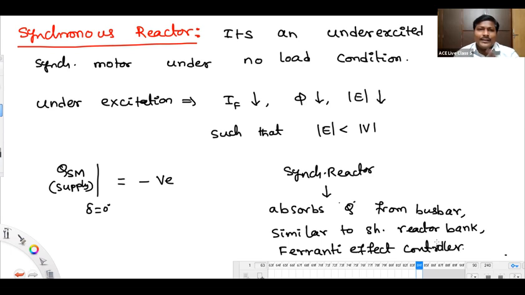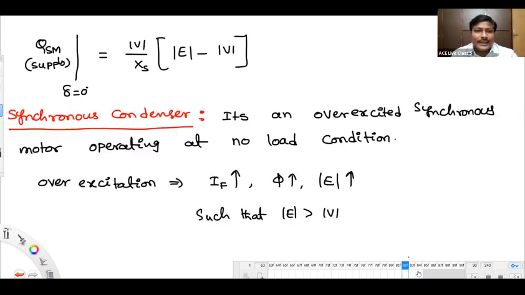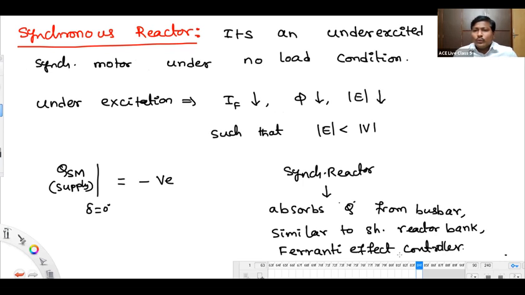But you see, these two devices, one is the synchronous condenser and the other is the synchronous reactor. We used these in olden days for power factor correction and Ferranti effect control. But at present, in the present trend, we are going with shunt capacitor banks and shunt reactor banks only, so-called static devices.